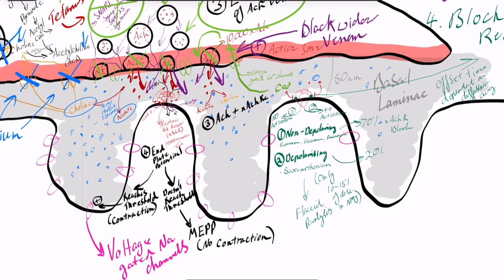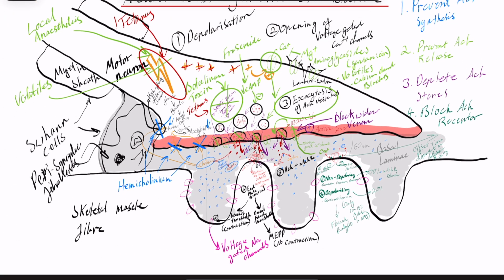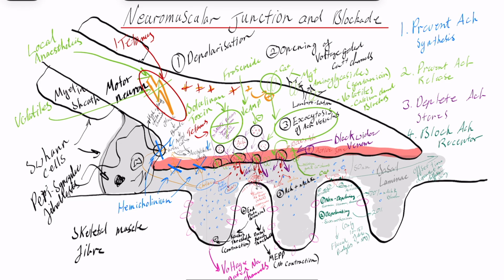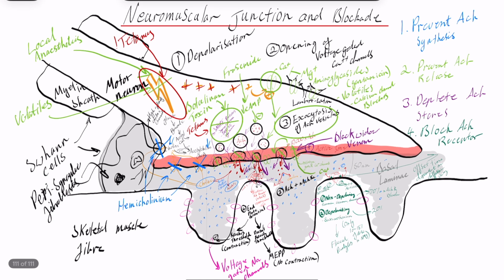So we've covered a lot in this video. We discussed neuromuscular junction physiology, how the neuromuscular junction works, and the 4 ways a blockade can be produced. And it's really opened my mind to beyond just talking about depolarizing and non-depolarizing muscle relaxants.